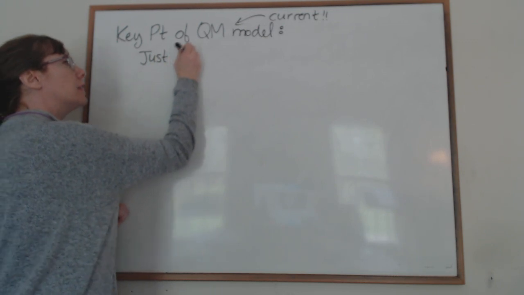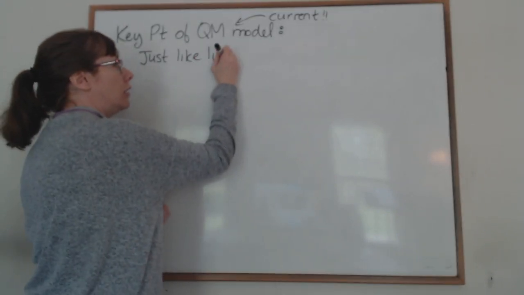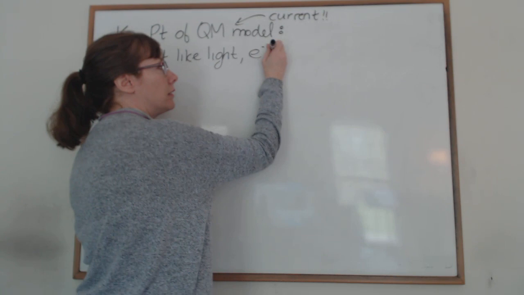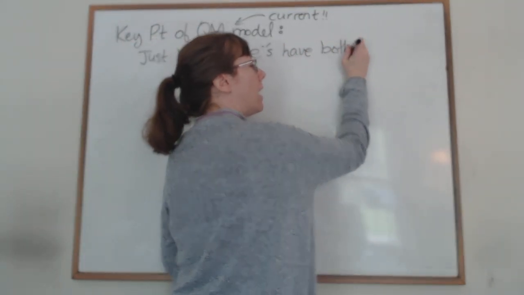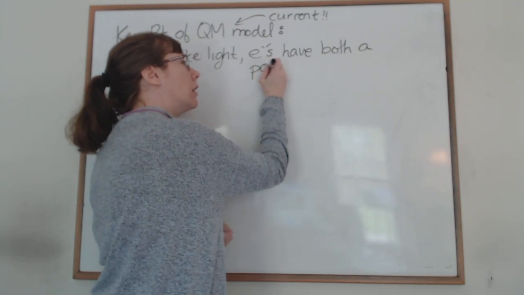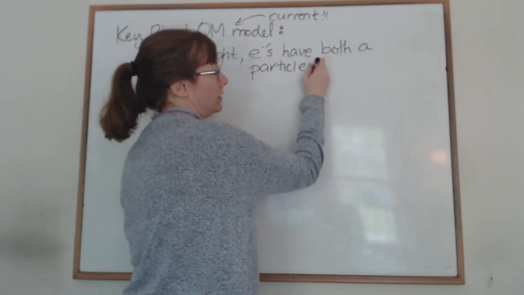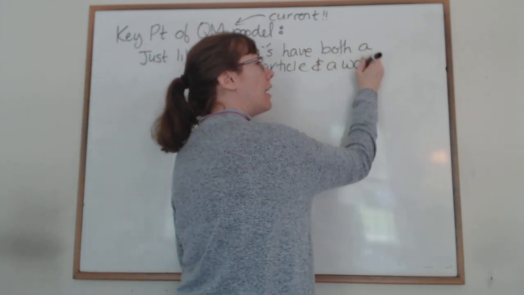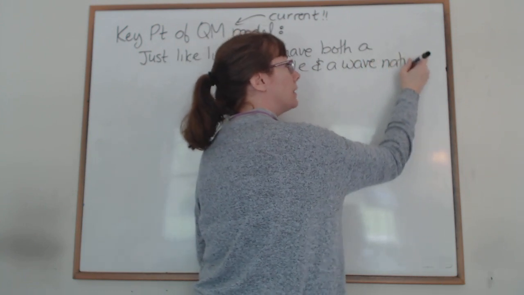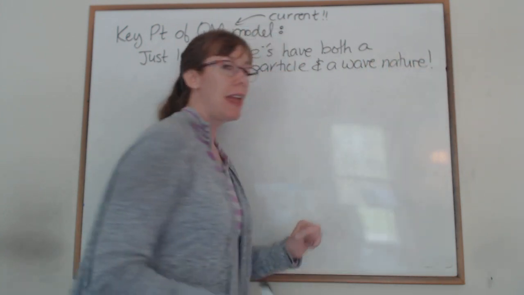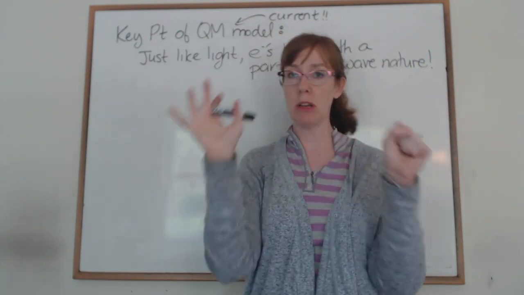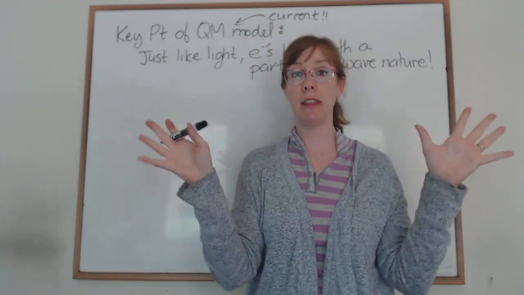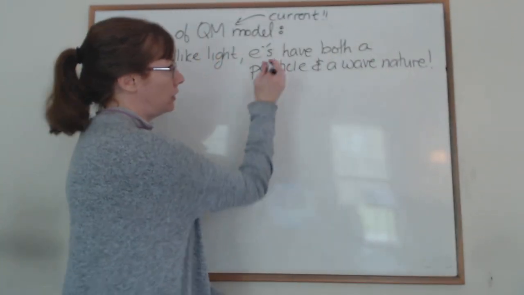Just like light, electrons have both a particle and a wave nature. When that was discovered, that they have both a particle and a wave nature, the electrons, these negatively charged things we've been talking about all semester, that changed everything. Let's stay on this just for a little bit.